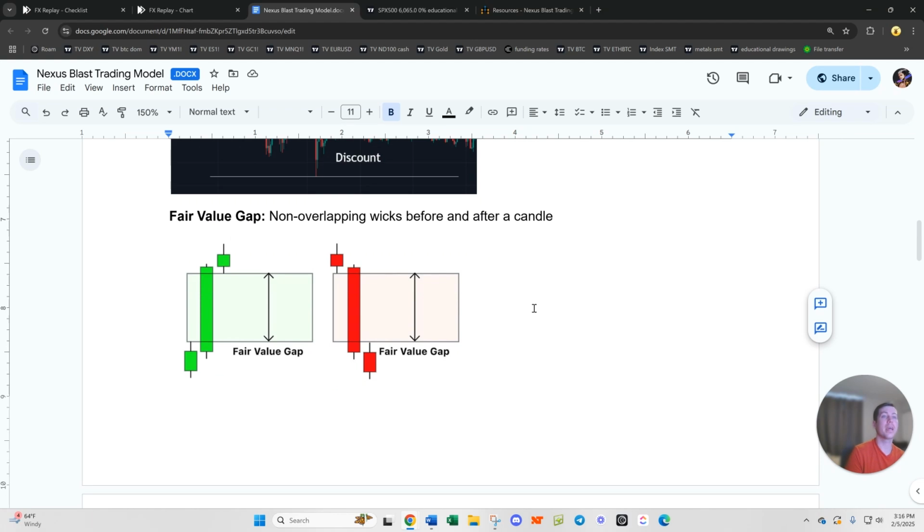Fair value gaps, or imbalances, most of you should be pretty familiar with, but just to review real quick, it's essentially a 3-candle structure where there are non-overlapping wicks on either side. Both of these, you can see the wick high before and the wick low after this candle did not overlap, and basically created this imbalance, this fair value gap, which can often act as support for price to continue to the upside, or vice versa as resistance for a move to the downside.